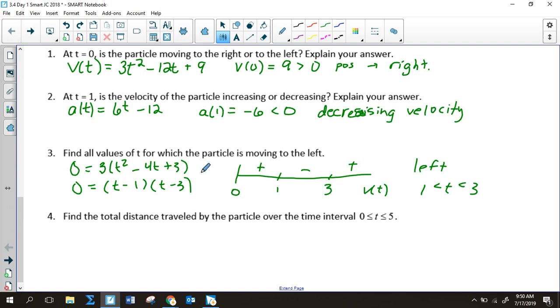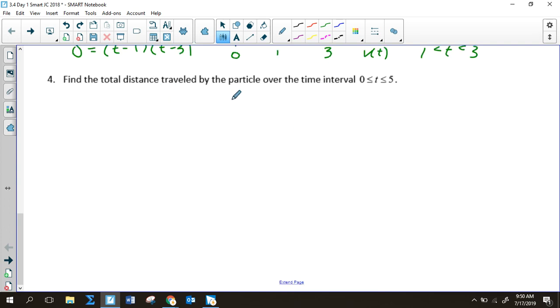Number 4 says find the total distance traveled by the particle over the time interval. So for total distance traveled, we have to take into account the direction that it's going. Basically, I'm going to use those 3 values that we have up there and calculate their positions.